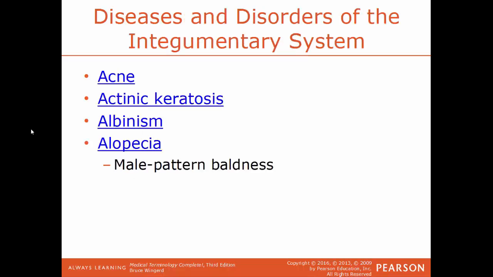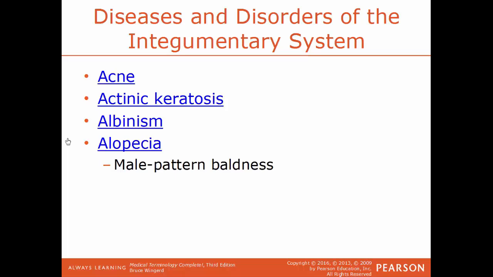Alright, now we'll talk about some diseases and disorders of the integumentary system. The first one, acne, very common, especially among teenagers, due to infected sebaceous glands on the skin, usually on the face or on the neck, sometimes the upper back. The next one, actinic keratosis. This is a skin condition where you have raised areas of dry, very crusty patches of skin. This is all due to the damage caused by ultraviolet light.